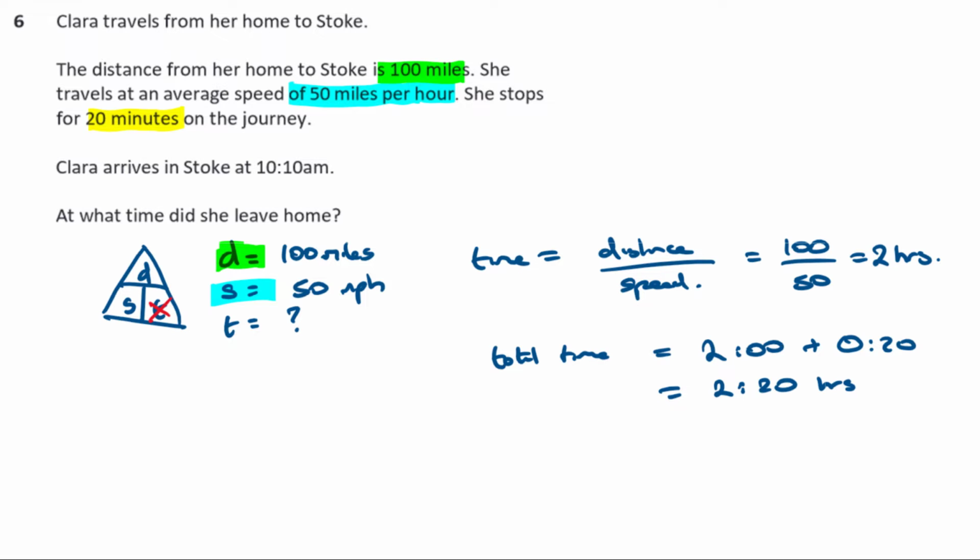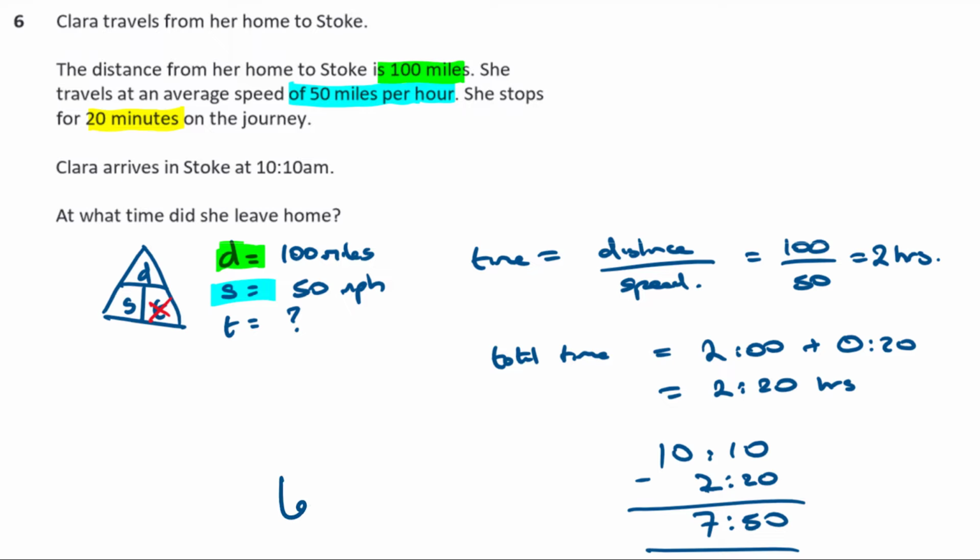So then if she arrived at Stoke at 10:10, we need to wind back 2 hours and 20 minutes. Going back 10 minutes would take me to 10 o'clock. Going back another 10 minutes would take me to 9:50, and then taking 2 hours off that would take me to 7:50. So 10:10 subtract 2 hours and 20 minutes is going to take me to 7:50. Okay, so that's the time she set off. So she leaves at 7:50 a.m.